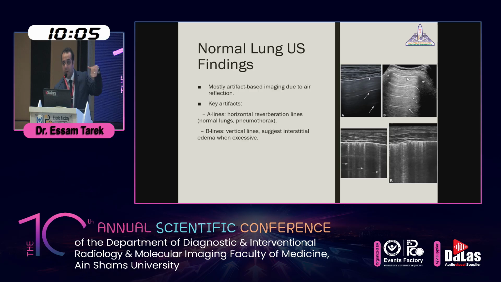All this is normal. It's an A line, which means there is air inside the lung. So it's the normal finding, or maybe in a pneumothorax we have a lot of air, so that also will be found as an A line. The second artifact which is also important is the B line.